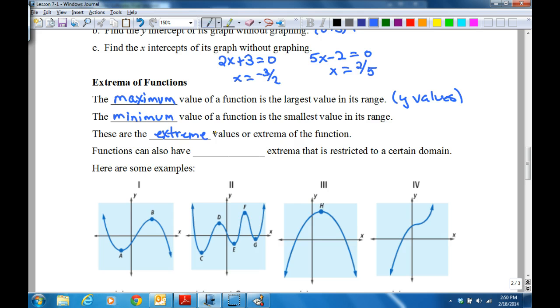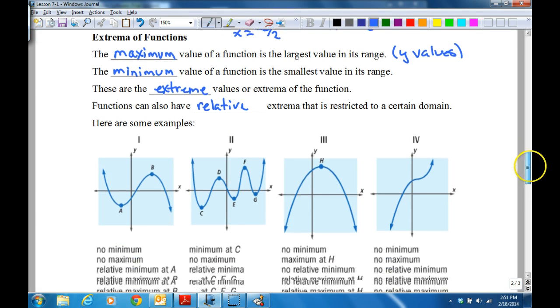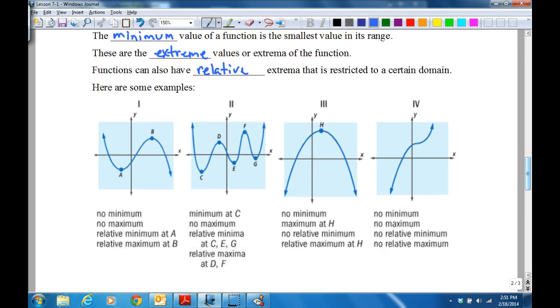Functions also have relative extrema, caused from little bumps or hills in the road, so to speak, okay? So, if you look at the following graphs, this one has no maximum, because it goes on up forever. It has no minimum, because it goes down forever. But it has two bumps in the road, right here and here, right?